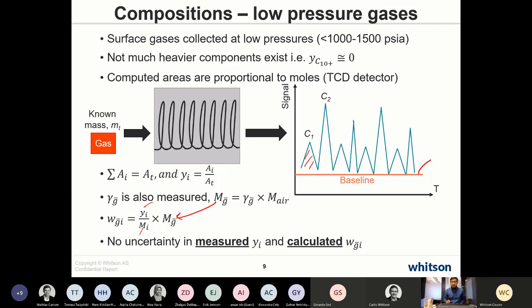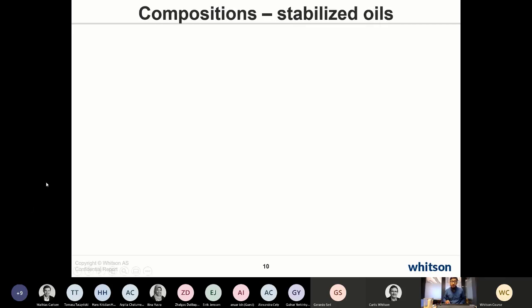And for gas compositions, usually we believe that there are no uncertainties in the measurement itself. Because it's a very simple system, with no heavier components and usually no problems with the GC. So now we will talk about how the oil compositions are measured.